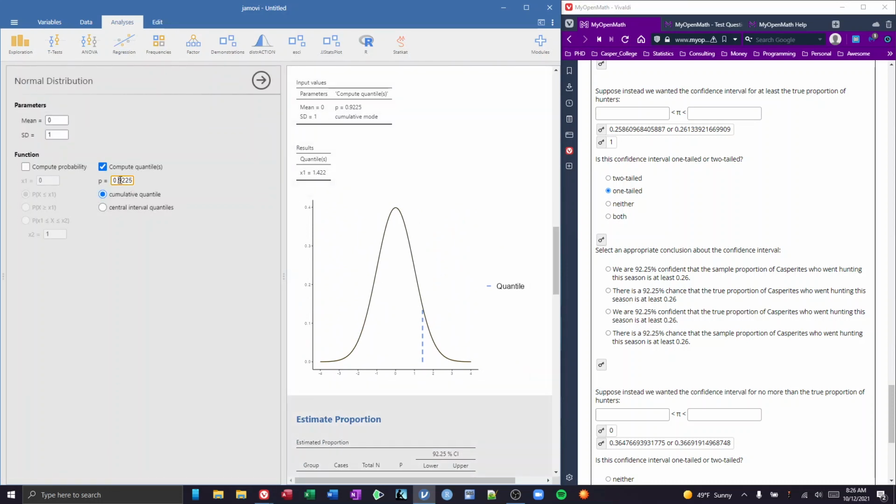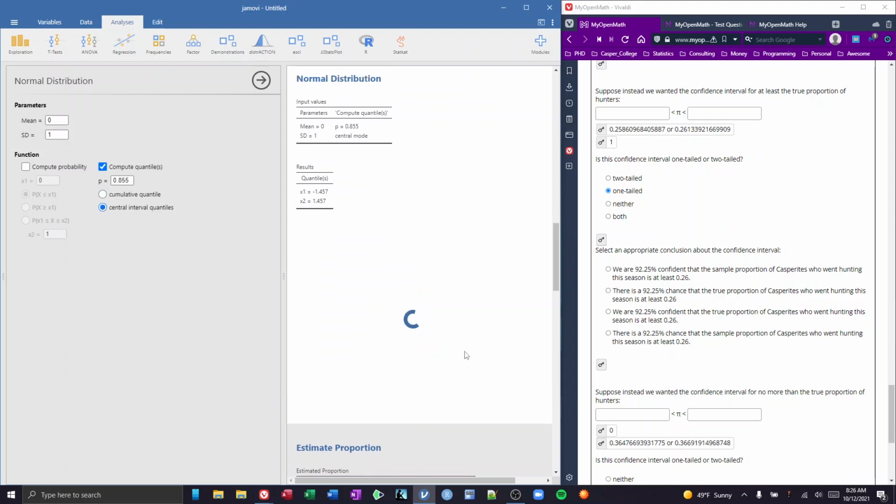What we basically did is we said compute the quantiles for 0.855, and we want this for central. What it did is it gave us our cut point from the bottom and the cut point from the top. And what you have to remember is that when you're doing a one-tailed, let's say we're doing a lower one-tailed, you grab this lower point and you go all the way to 1. And then for the upper, you can grab this upper point and go all the way down to the left.